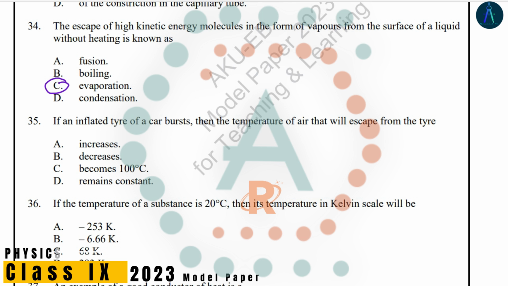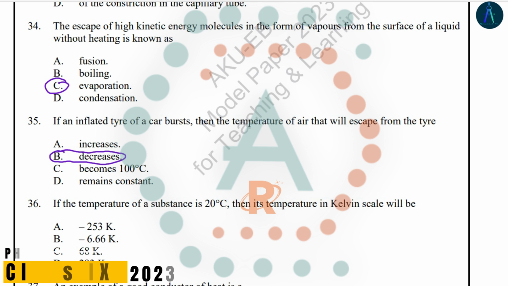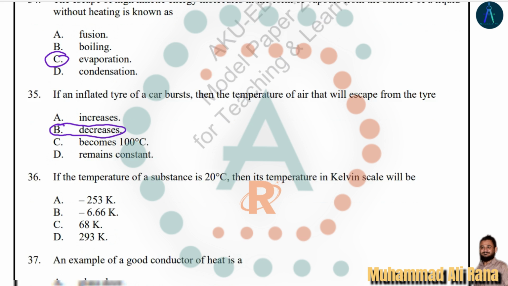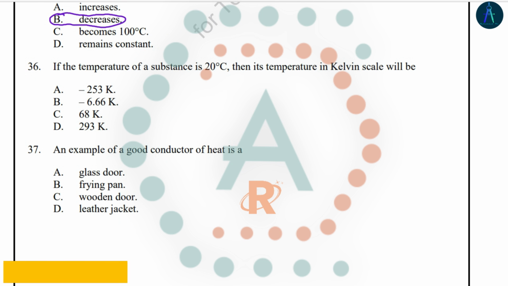If an insulated tire of a car bursts, then the temperature of the air that escapes from the tire will decrease. This is the process that always cools down the air or the inner surface of the tire, so the temperature of that inflated tire decreases.